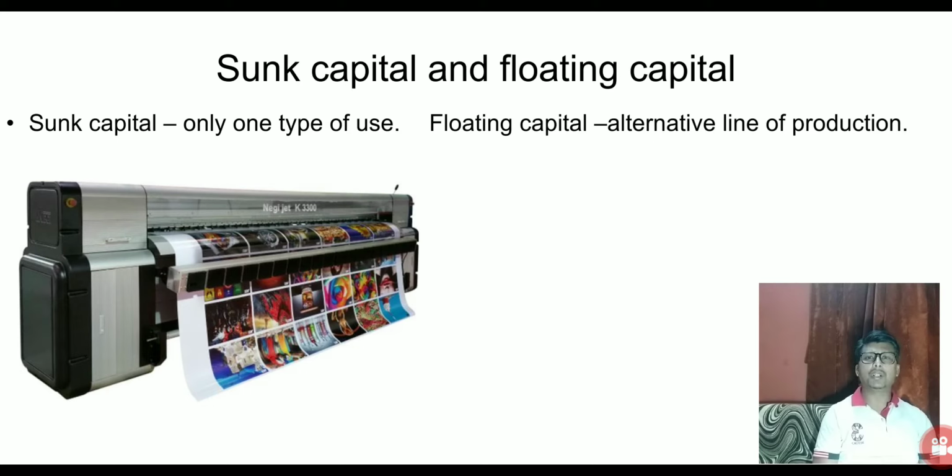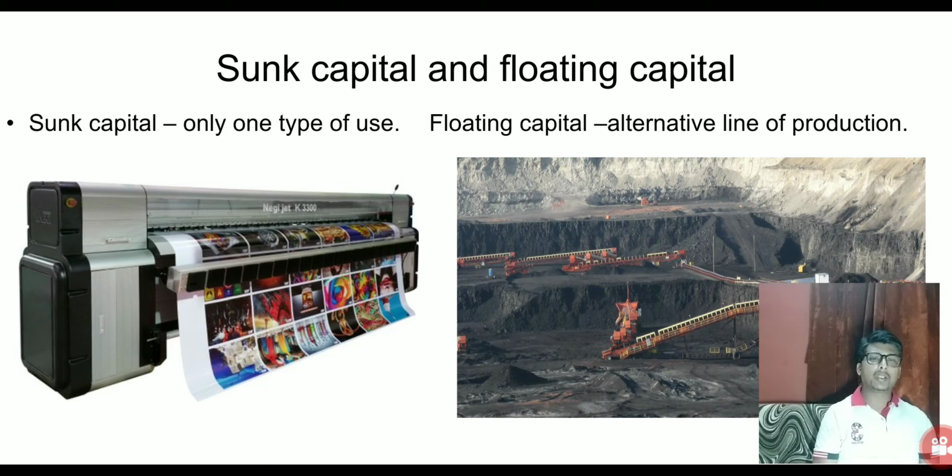Now, sunk capital: you can see that a printing machine can be used only for printing. It cannot be used for anything else other than printing. So a printing machine is a sunk capital. Once you invest the money in it, it remains locked there for a longer period of time, and it cannot be liquidated very easily. Whereas floating capital is the amount which is invested in raw materials such as coal, iron ore, and so on.